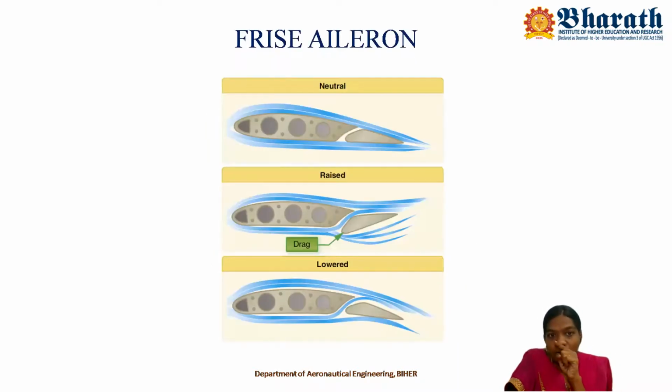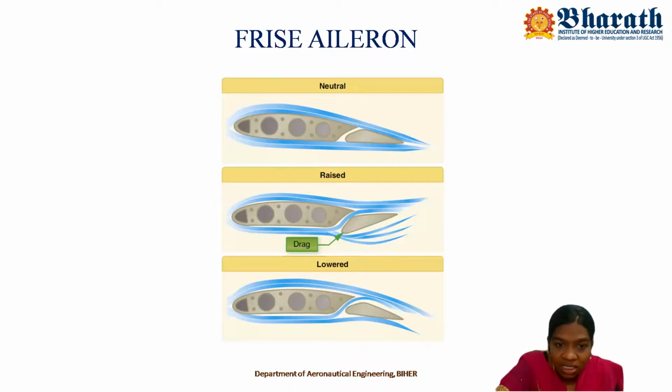So when that aileron is a FRISE aileron, it will be projected outwards, thereby increasing the profile drag when it is deflected in the upward direction. This increment in the drag will be nullified by that drag, thereby maintaining the aircraft moving along the flight path.